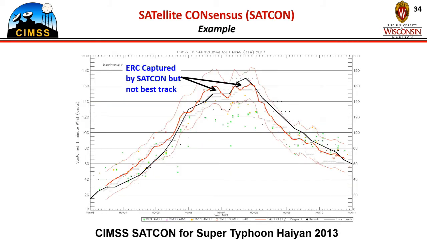Finally, this is one case just showing again the eye wall replacement cycles that are able to be captured with the SATCON and how they can vary over time, whereas the best track tends to smear them out and not capture those eye wall replacement cycles.